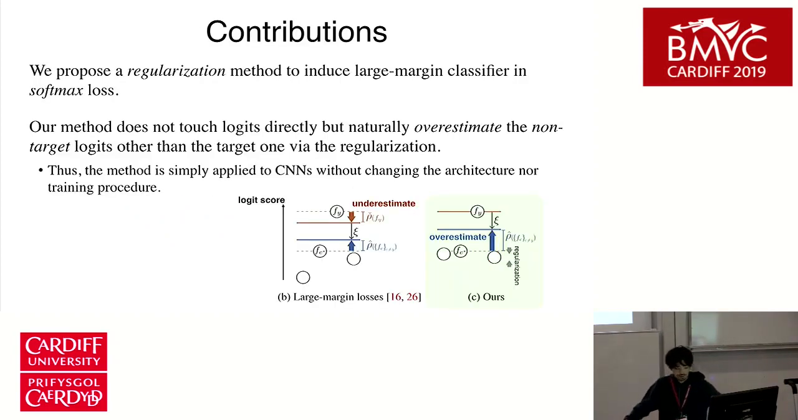In contrast to these previous works, we analyzed the Softmax loss itself to find out the large margin effect in the Softmax loss. Through this analysis, we proposed a simple regularization method to enhance the large margin effect in the Softmax loss and eventually provide large margin neural networks. The point is, our method does not directly touch the logit scores, so it naturally overestimates the non-target logit scores. So it is simply embedded into existing frameworks.